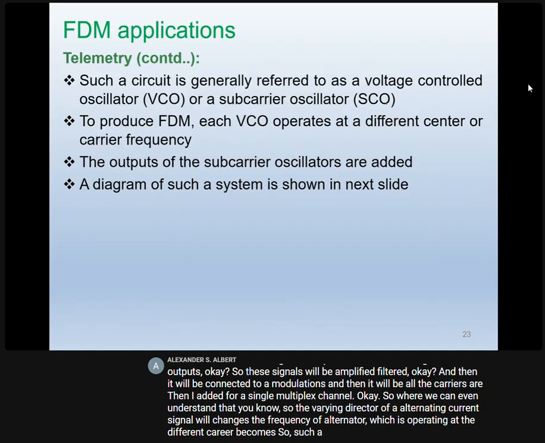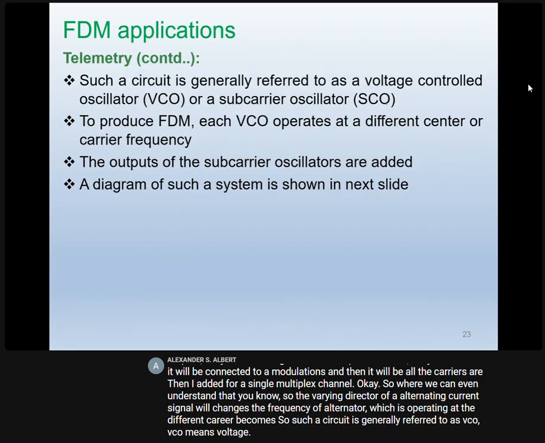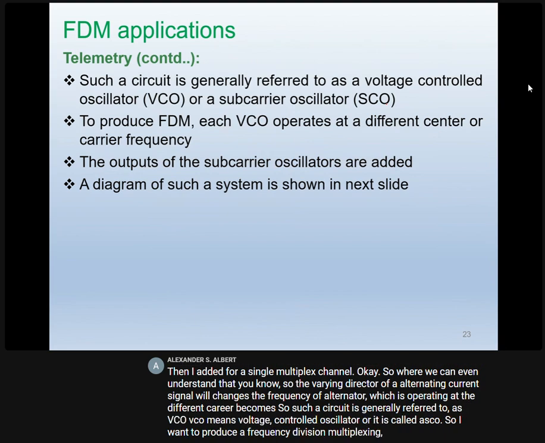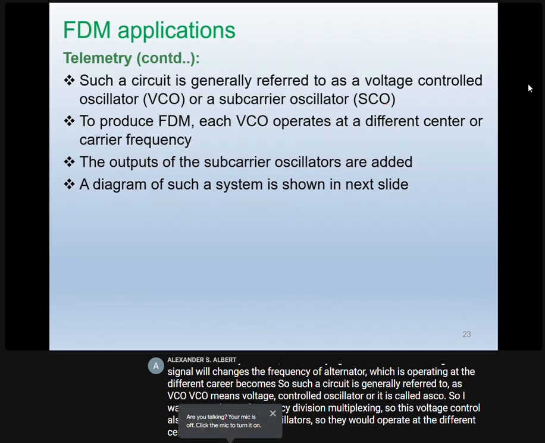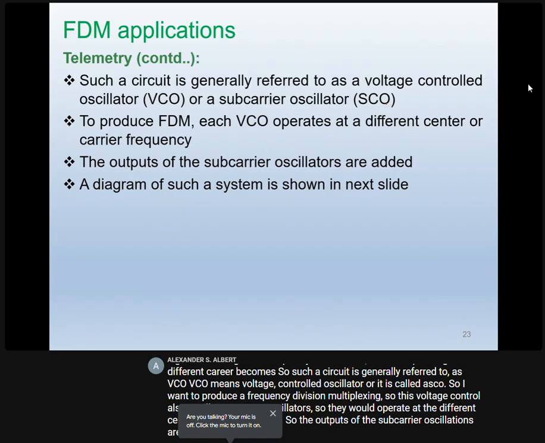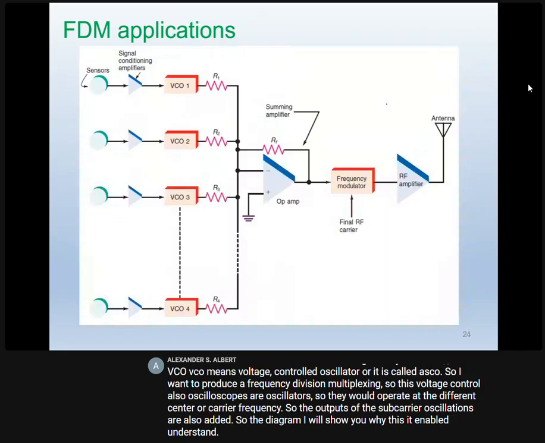Such a circuit is generally referred to as a VCO. VCO means voltage controlled oscillator, or it is called a SCO. I want to produce a frequency division multiplexing. These voltage controlled oscillators operate at different center or carrier frequencies, and the outputs of the subcarrier oscillators are added. I will show you the diagram, and by this you can understand how it works.